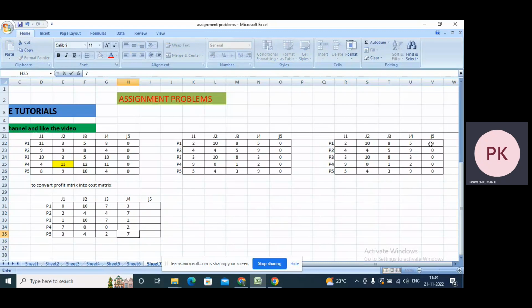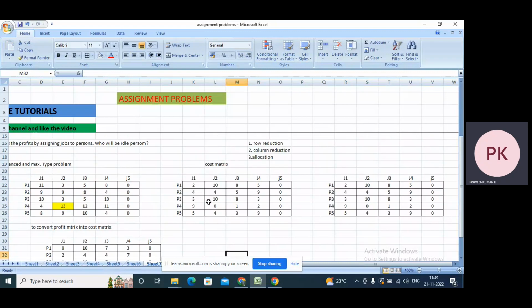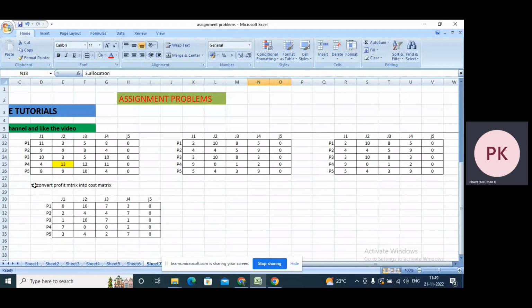So go to the last column. The least element is 0. You subtract it from the other elements. This becomes 0, 0, and 0. So now the next step is allocation. See, I did row reduction, column reduction. Next, I will go for allocations.